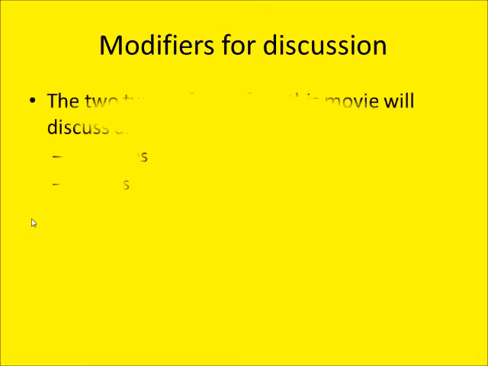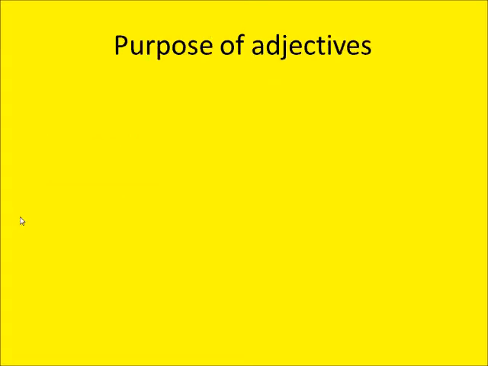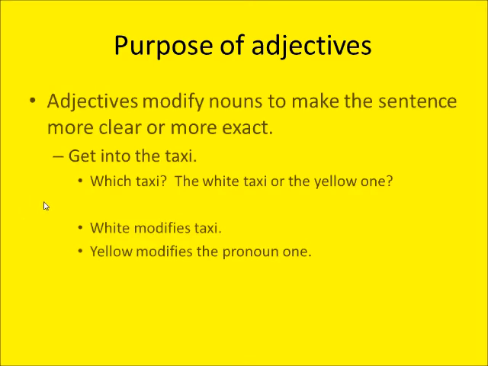Alright, we're going to talk about 2 modifiers out of the 8. We're going to talk about adjectives and adverbs. The purpose of an adjective is to make your nouns more descriptive, give your sentence more exact information, more clear.